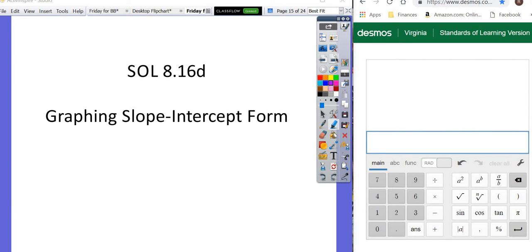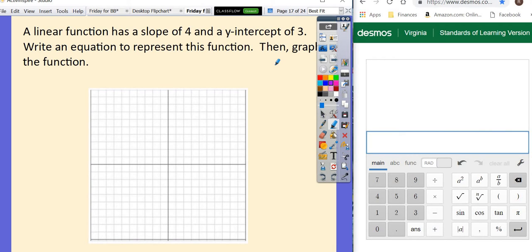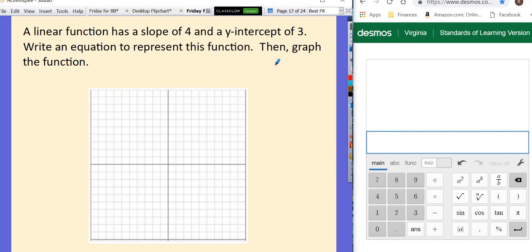Okay, I'm going to try to do this graphing slope-intercept form. This is take 2, by the way, because I messed up the first one. First thing I want to do is read this. It says it has a slope of 4, y-intercept of 3. I think I might have erased one and I didn't even know it, Miss Benson.